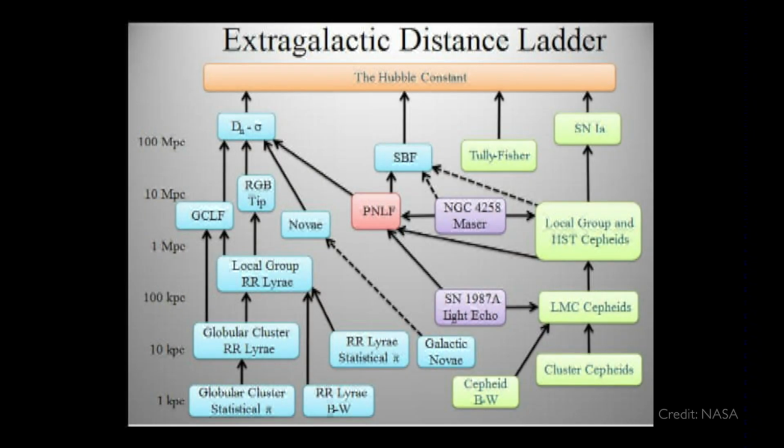So if you have an object that tells you how bright it really is, and you can measure how bright it looks in the sky, well, you know the distance. Luckily, there are such objects. They're called Cepheids. They're stars that pulsate. And this chart tells you all about how we use those.